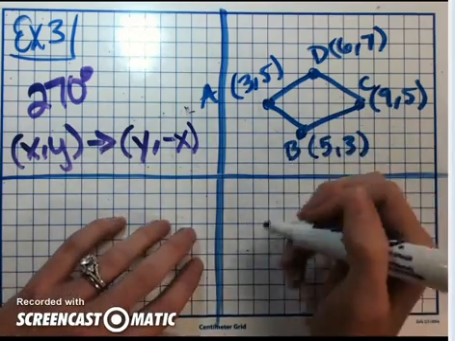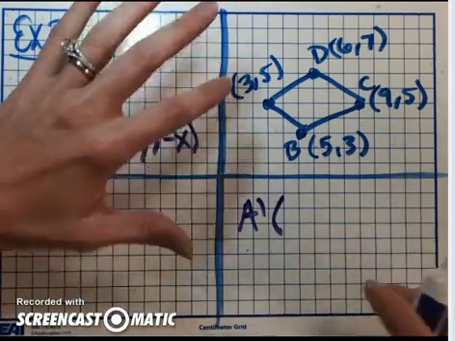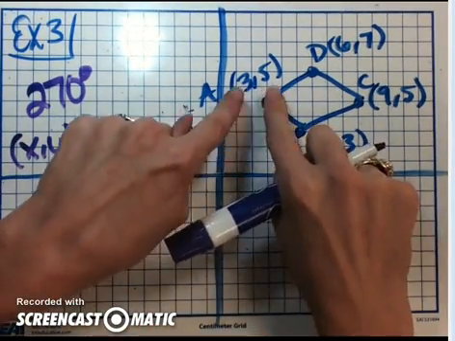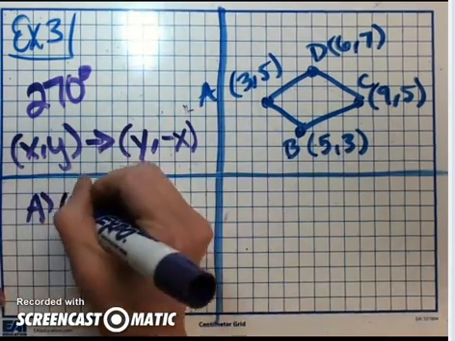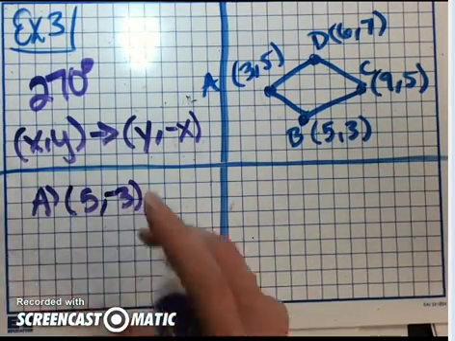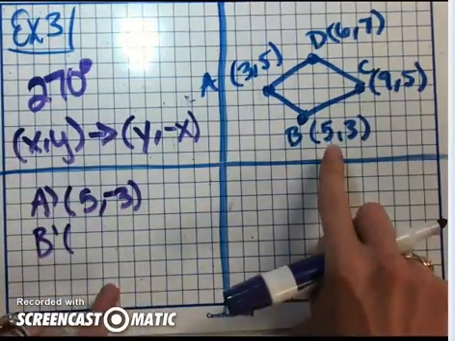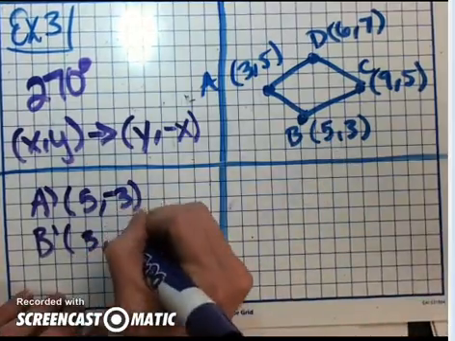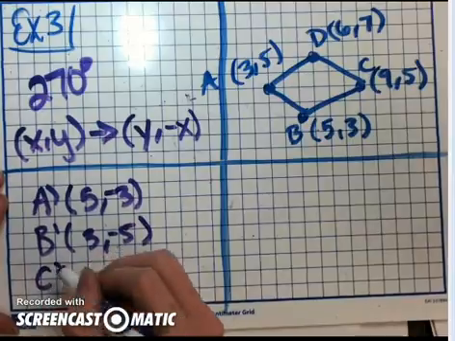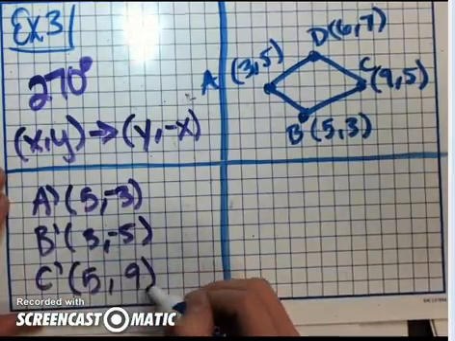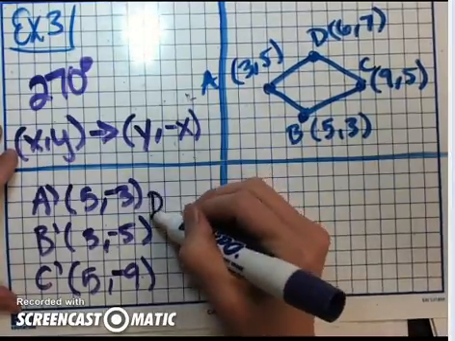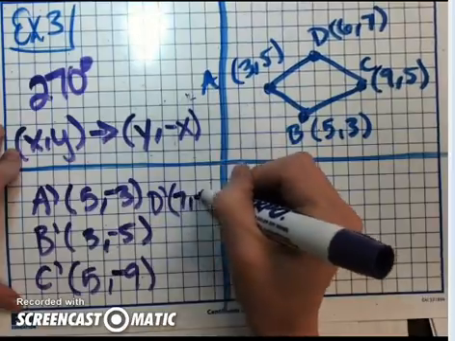Okay, so I'm going to write these down. A prime. Oh, I better not write it there, because that's where our shape's going to end up. Okay, A prime. If we switch them and then change the sign, we have 5, 3, change the sign on the second one, so it's going to end up at 5, negative 3. B prime, do the same thing, switch them, you get 3, 5. However, you need to change the sign on this 5. C prime, it's going to be at 5, 9, and then it's like, uh-oh, got to change the sign on the second one. And D prime is at 7, negative 6.